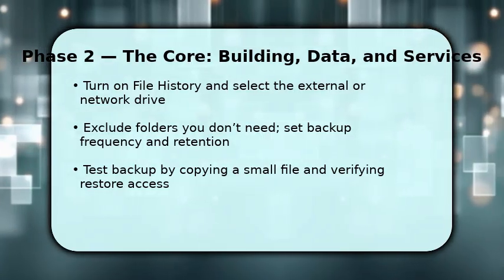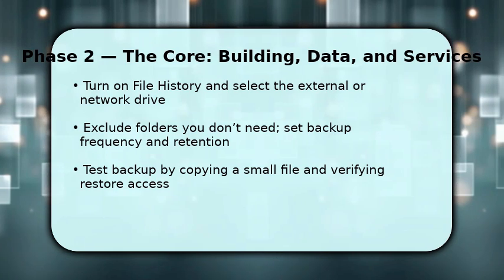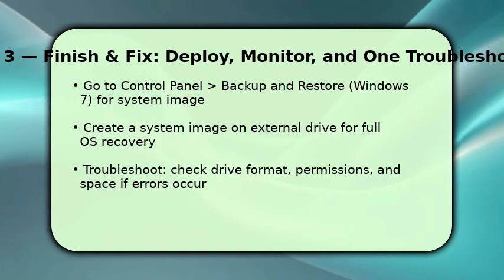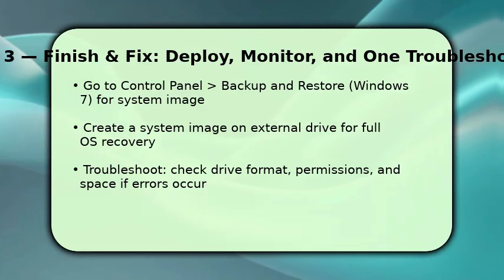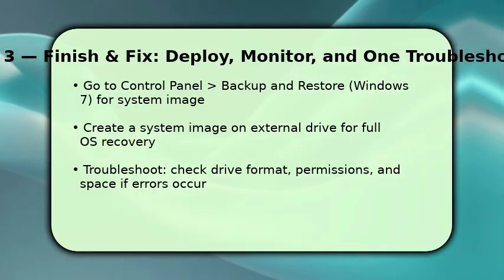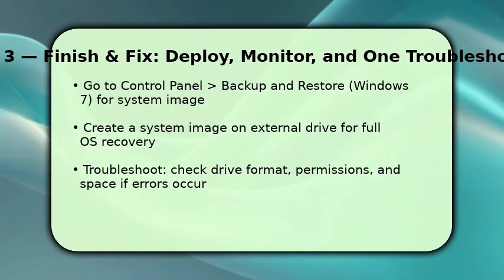Next, create a system image for full recovery. Open Control Panel, choose Backup and Restore Windows 7, and select Create a System Image on the same or another external drive. This captures the OS and programs so you can restore after a drive failure.